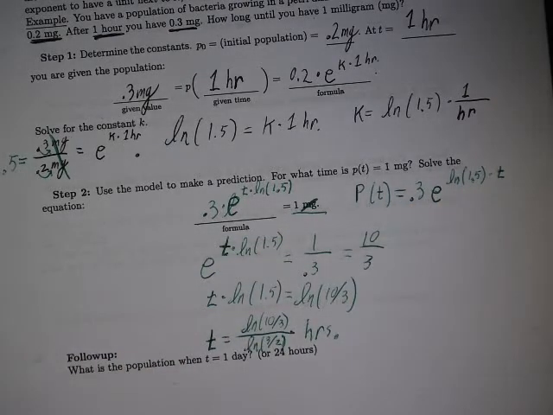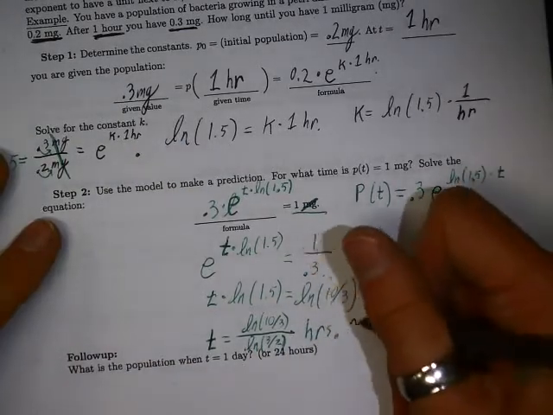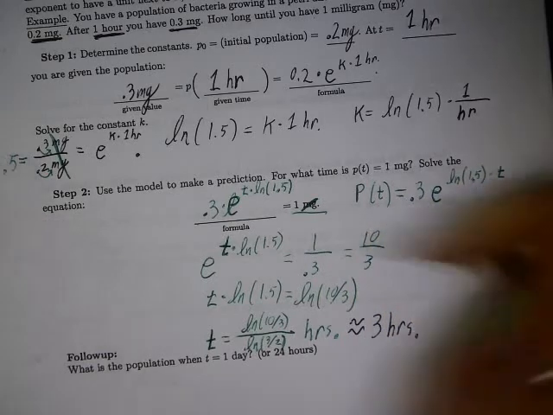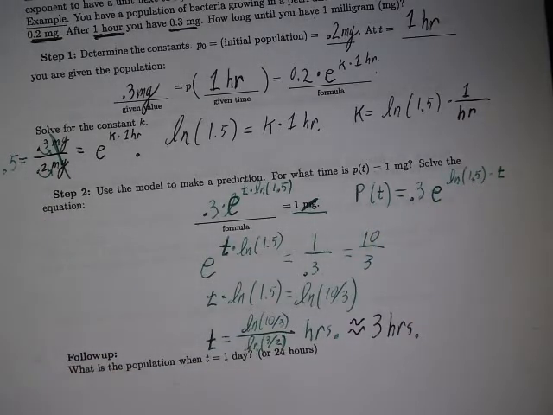And I guess if we care about how big this is, it's pretty hard to get a good sense for how big that number is, right? How big is ln of 10 thirds divided by ln of 3 halves? It's about 3 hours. People feel okay about that computation?